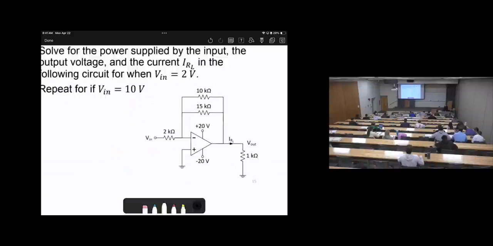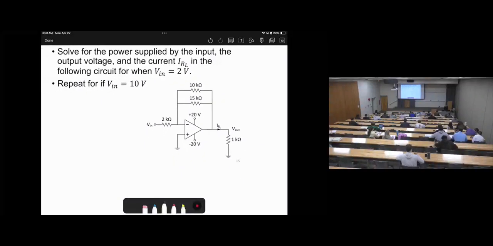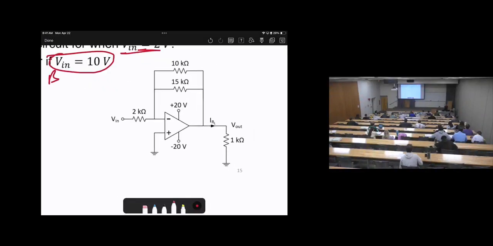Like this one. Here we have case A when input equals 2 volts, case B when input equals 10 volts. Look at these circuits. The first thing, we need to identify the circuit. What's this circuit? Is it a buffer? No. Inverting, non-inverting? Inverting. How did I judge? Look at the input, it enters the negative. The second thing, where is R1, where is R2? Where's the feedback, where's the forward?